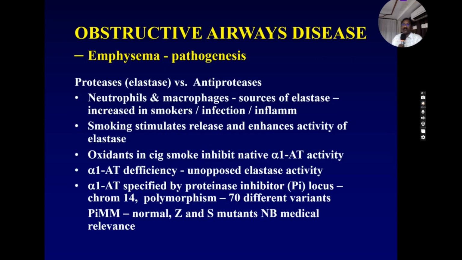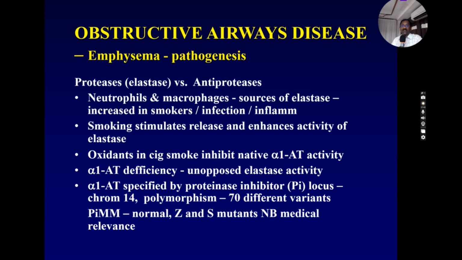So the pathogenesis of emphysema: there will be the proteases and the antiproteases. The protease is also called elastase. Here the neutrophils and the macrophages are the source of the elastase. They are increased in smokers, in chronic infections and inflammatory disorders. Smoking stimulates the release and enhances the activity of these elastases.